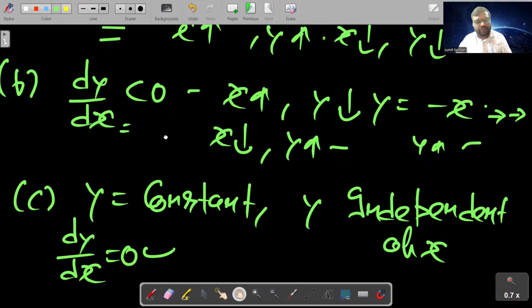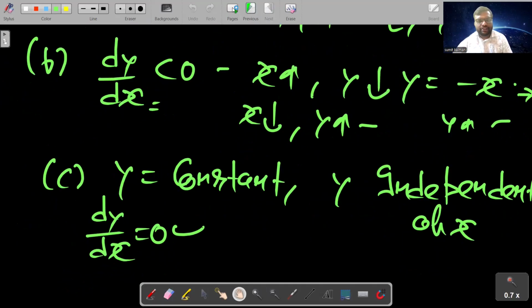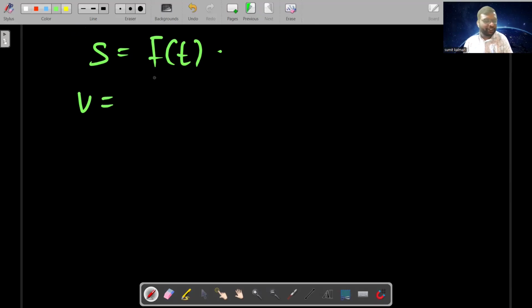And students, next we will study kinematics in class 11th, and differentiation also has significance in kinematics. Suppose students, when your displacement or distance s is expressed in terms of time, suppose s is equal to a function of t, then we can determine velocity from this. How? Velocity is equal to the rate of change of displacement with respect to time. So here v will be equal to ds upon dt.